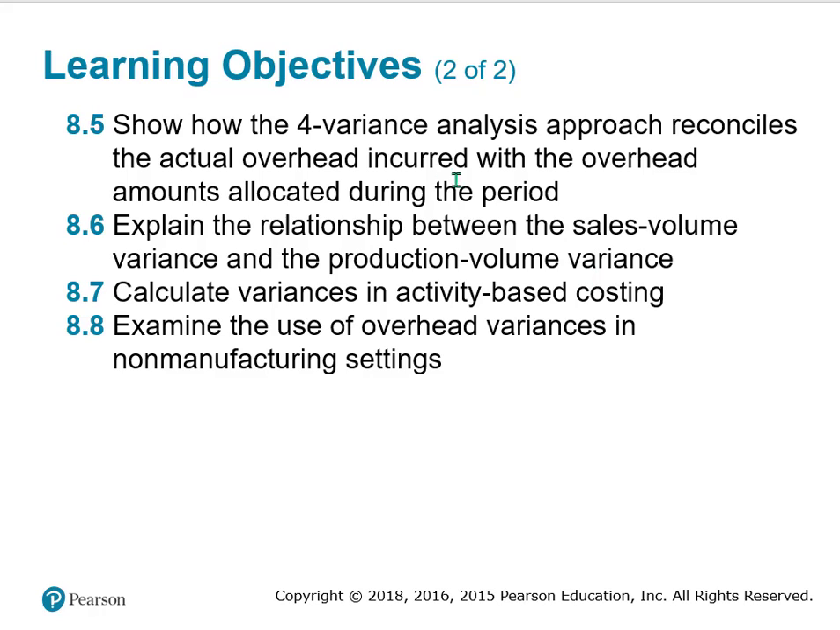And then there's some more: the four variance approach, relationships between sales volume variance and production volume variance. And then we'll look a little bit at activity-based costing. But I think we'll have to do some things in a separate presentation too, and that would be the journal entries. And then I'm looking at some of this stuff using T accounts, so you can see how it's moving through work in process.